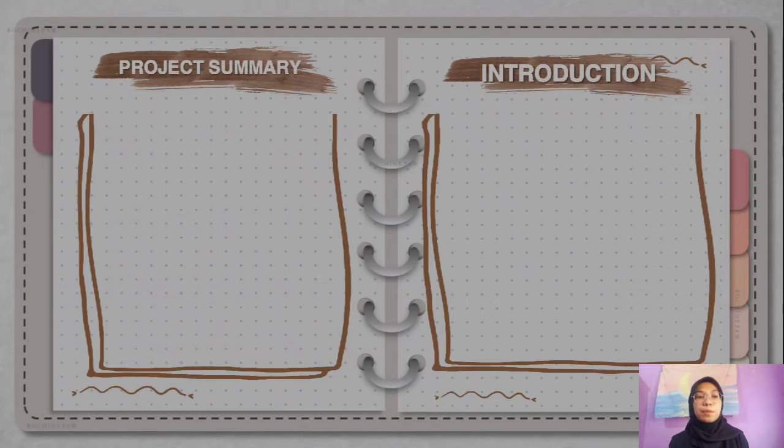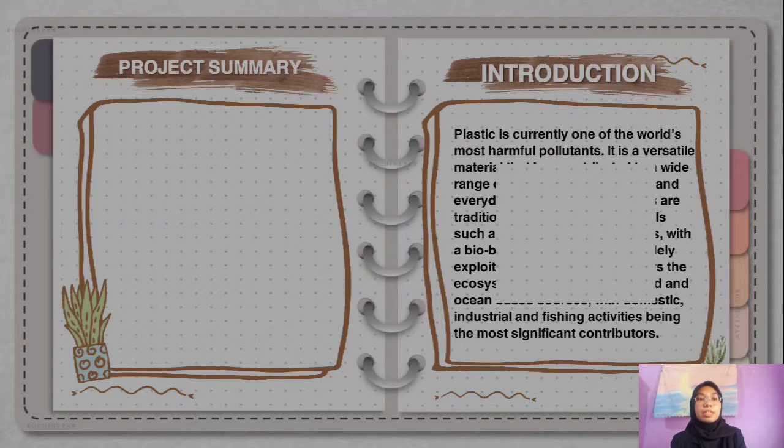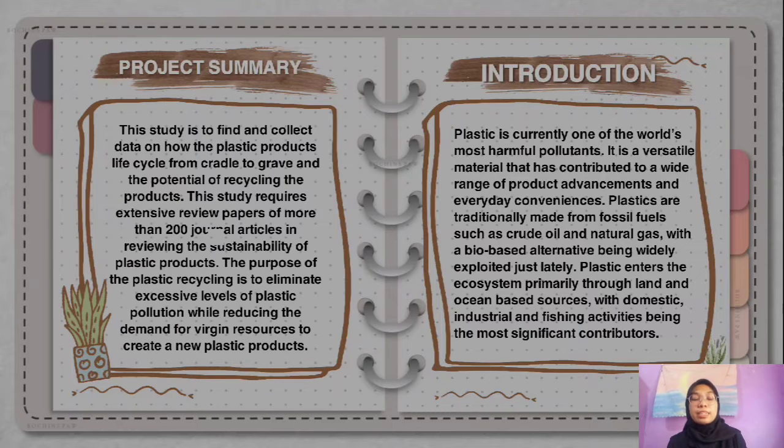Okay, for the project summary, this study is to find and collect data on how the plastic product life cycle goes from cradle to grave and the potential of recycling the products. This study required an extensive review of more than 200 journal articles in reviewing the sustainability of plastic products.